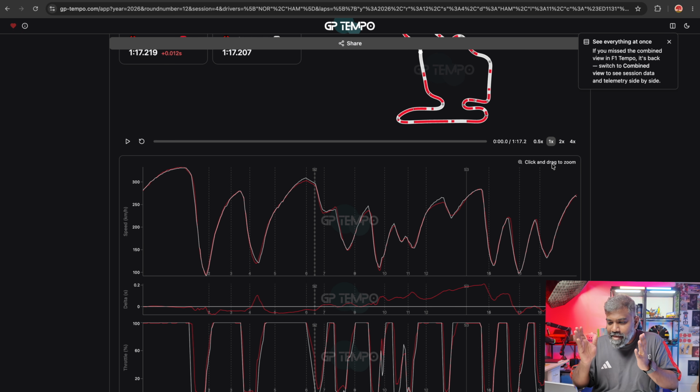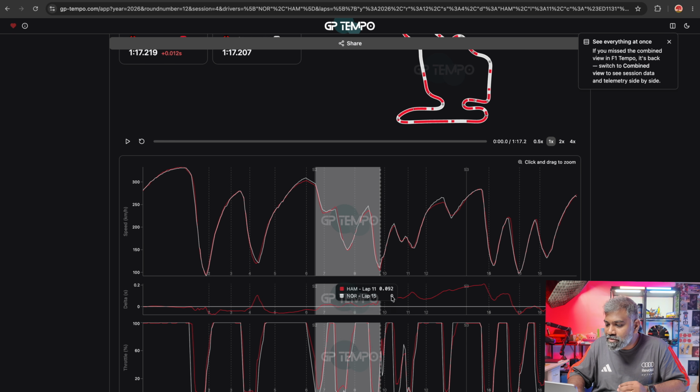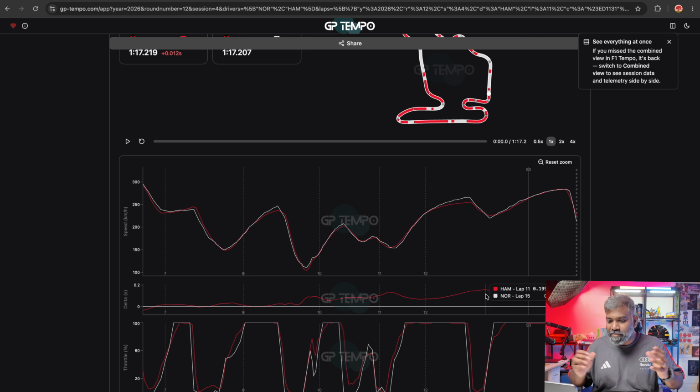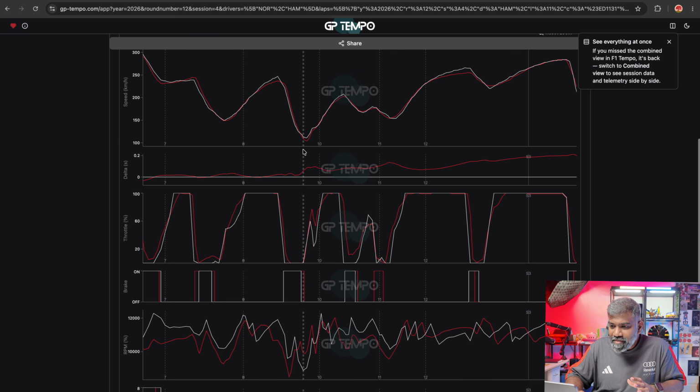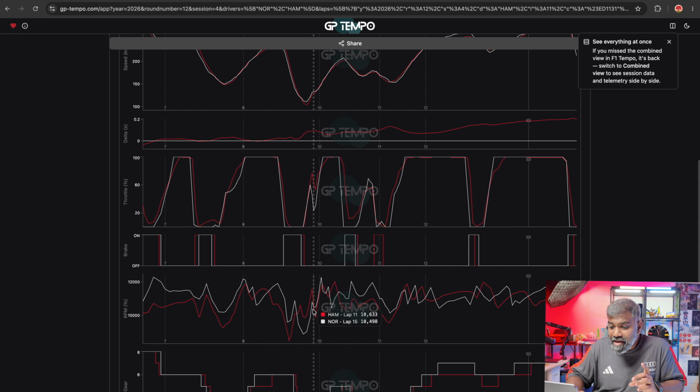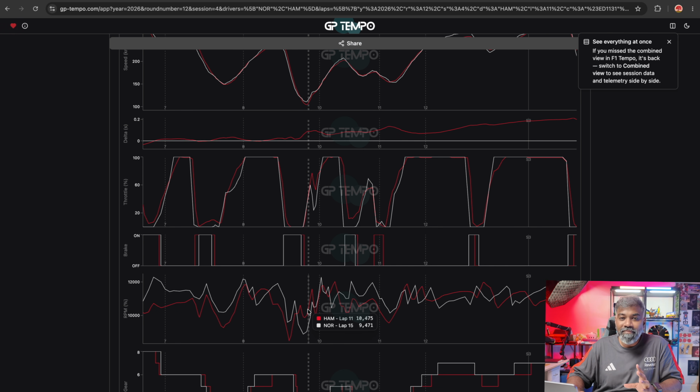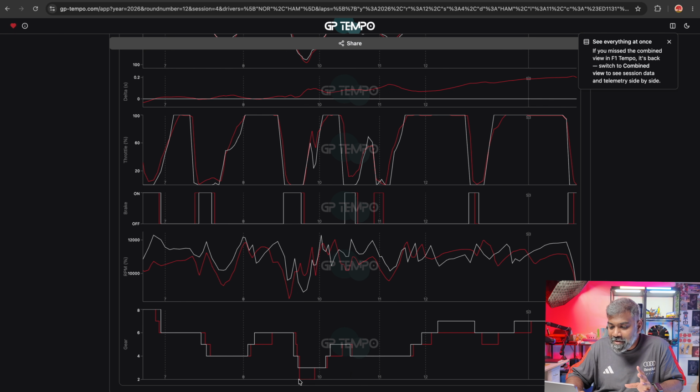Let's reset this. In such a godly sector 1, something happens to Lewis, and in sector 2 he loses so much of pace. So let's analyze what happened. So to be honest, till turn 8 they are neck and neck. If you see at this specific point, Lewis seems to have a higher throttle, but his RPM isn't necessarily too far off. What that means is Lewis was in the wrong gear. Lewis was in the second gear, whereas Lando was in the third gear.